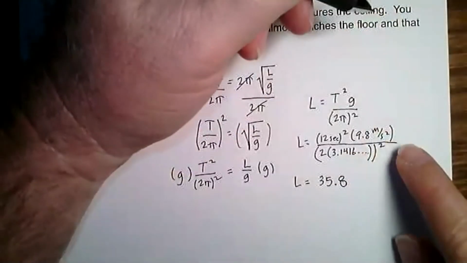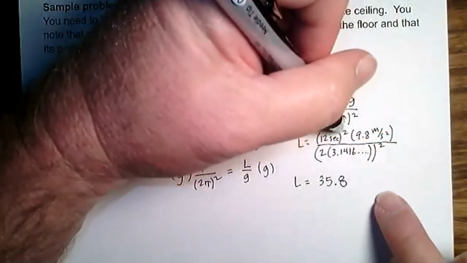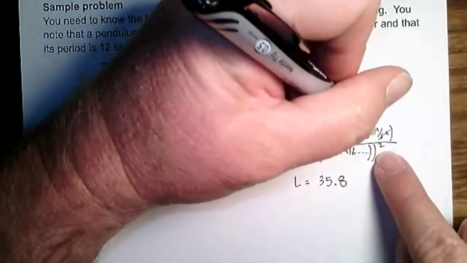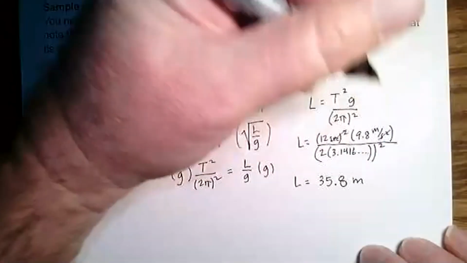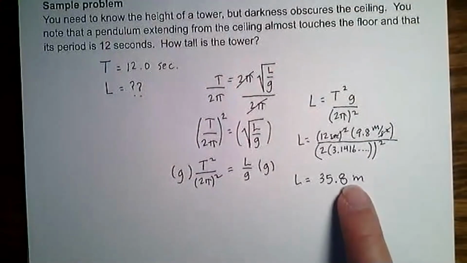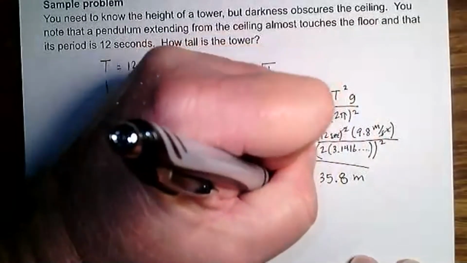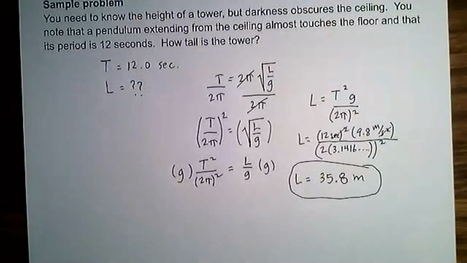If I look at units here, you guys, I've got seconds squared that cancel out, and I'm left with meters as a unit, which means my algebra was probably right, because for length, meters makes total sense. So the height of this building should be right around 35.8. I'm suspecting when I check it, they are going to say it was 36.